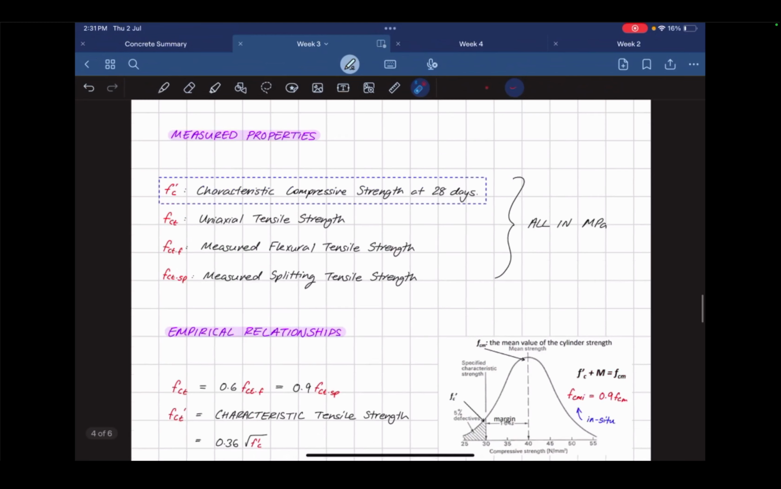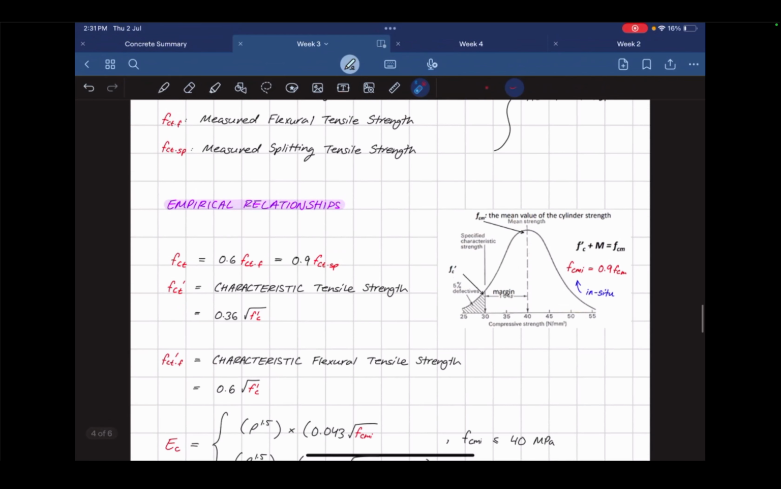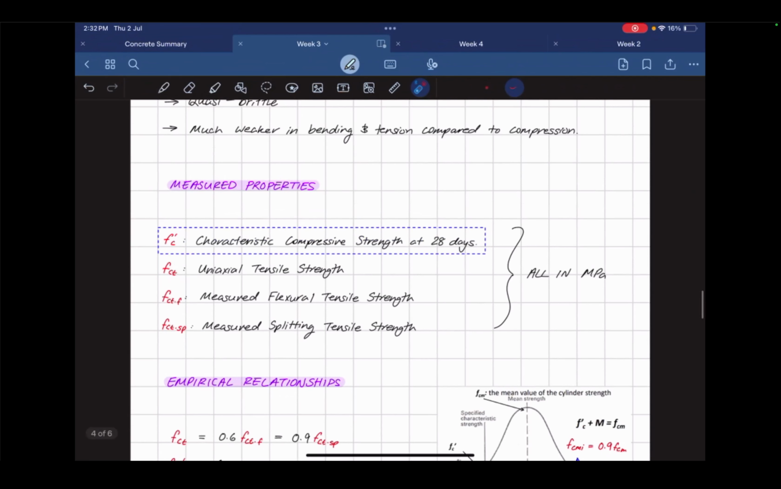Empirical relation for that. Huh? How do they test for that? How do they test for it? They got a machine for it, I think.